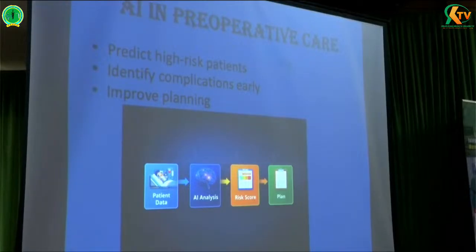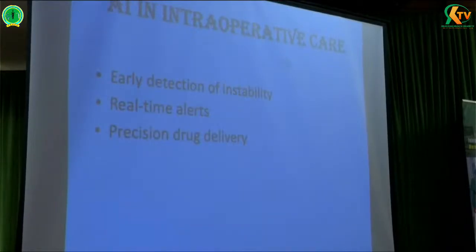But also we could identify complications earlier. Any complication could be detected. And also we could improve the planning system for our patients. Allow me to say that AI in intraoperative care is also a help. It could be used for early detection of instability.